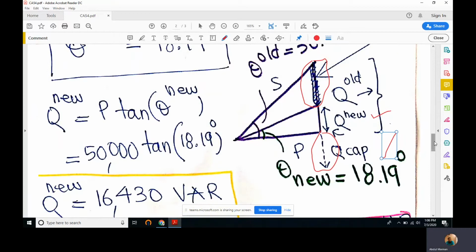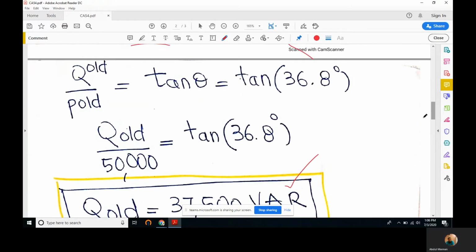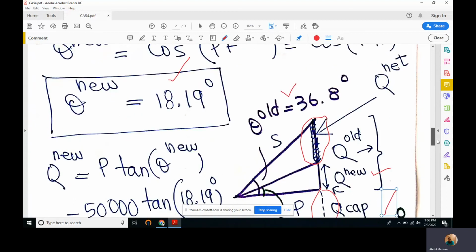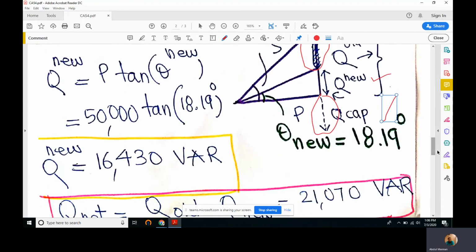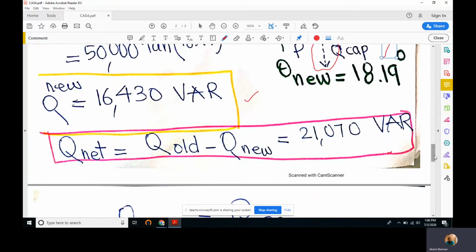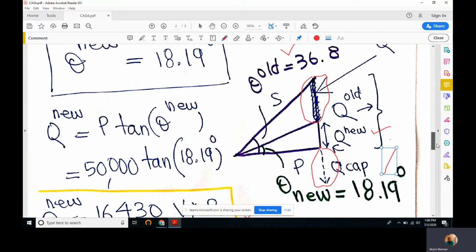So given this P new, we can use the same formula that we used here to compute Q old, which is P times tangent of theta. We can use the same formula for this new theta and compute the new Q. 16,430 var is the new Q. This is our new Q. So this net Q that is reduced from this older Q is the one provided by the capacitor.